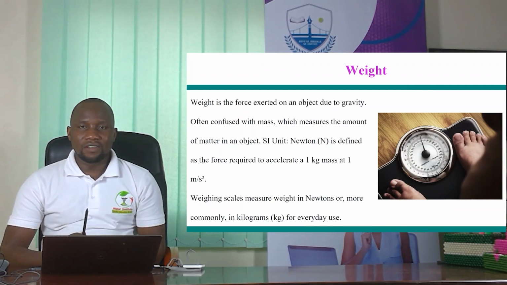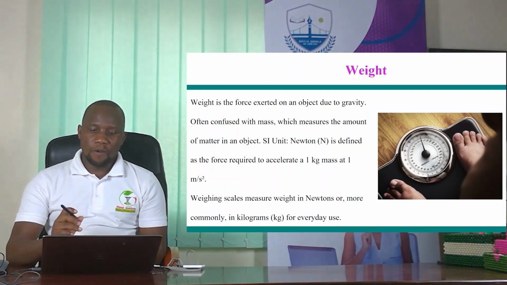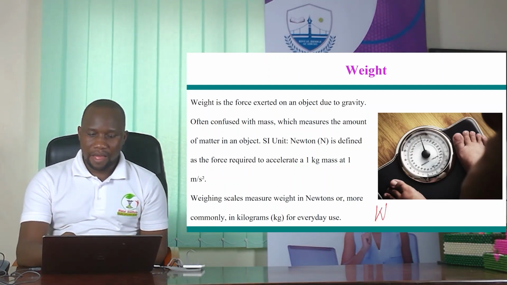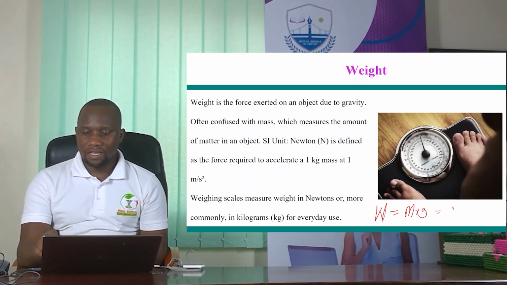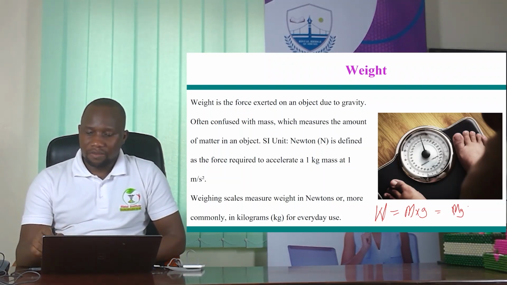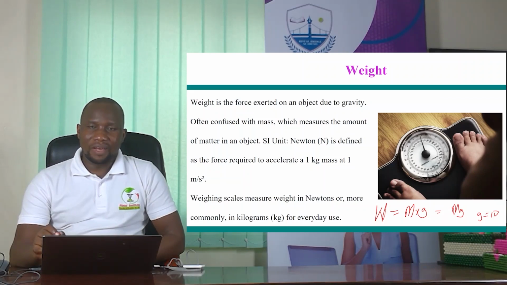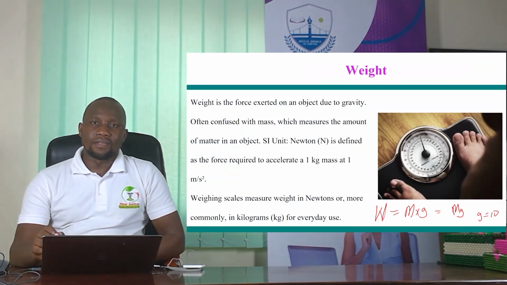Often weight is confused with mass. Okay, we get weight by multiplying mass times the acceleration due to gravity. So we often say weight is equal to mg. It's the mass times the acceleration due to gravity, which we often take as 10. Okay. So weight is not the same as mass. Okay.